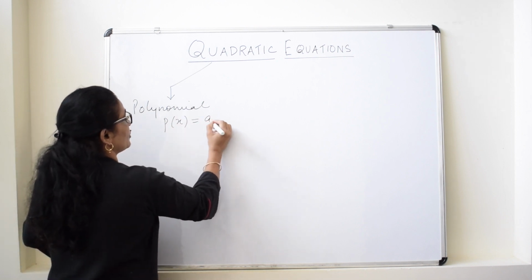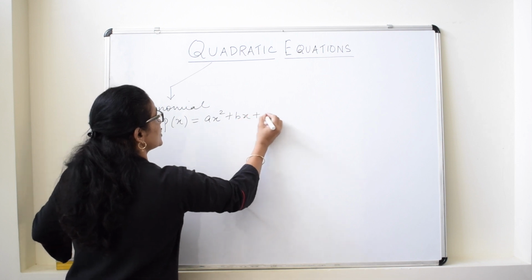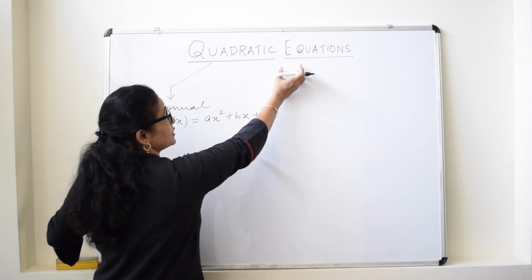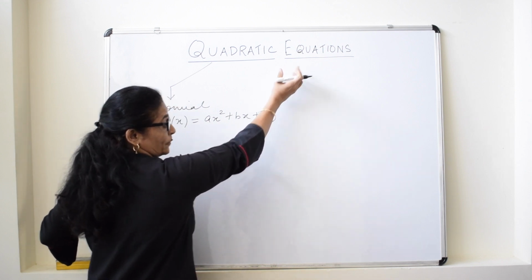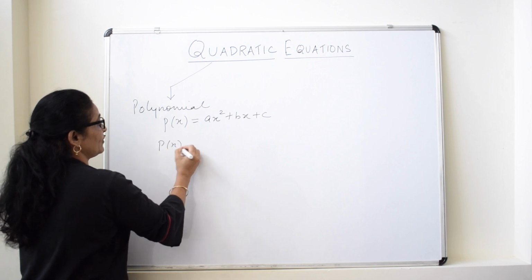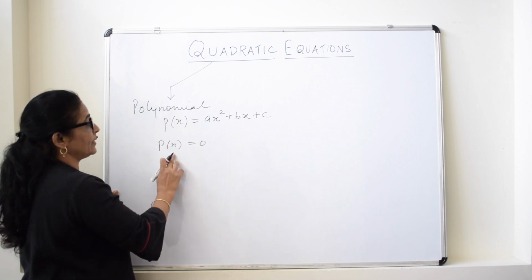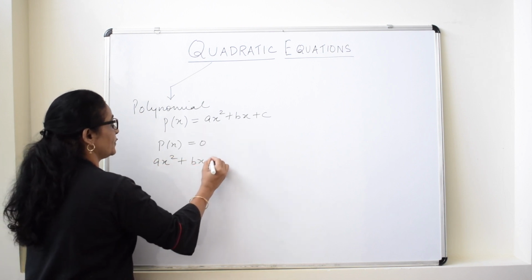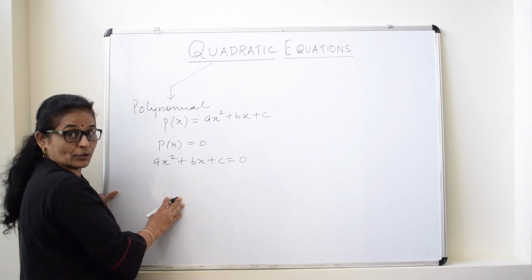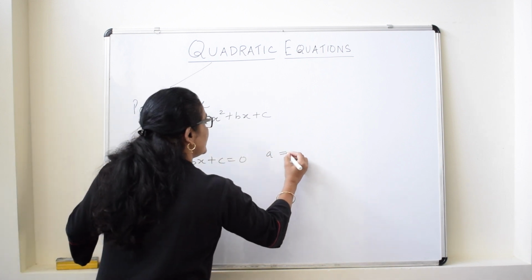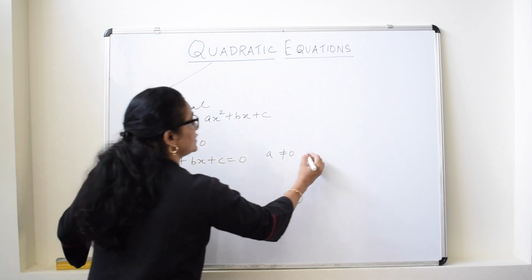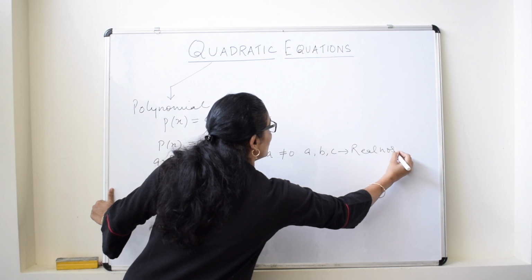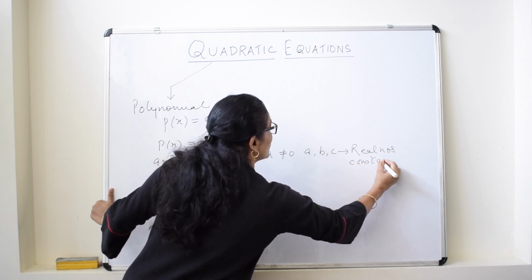So any quadratic polynomial ax square plus bx plus c, when it is equated to 0, becomes a quadratic equation. Now, p of x is equal to 0 will give a quadratic equation. So, in ax square plus bx plus c is equal to 0, the condition is a should not be equal to 0, and a, b and c are real numbers, or we can say these are constants.